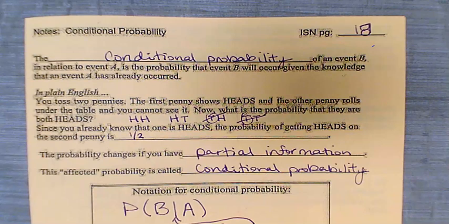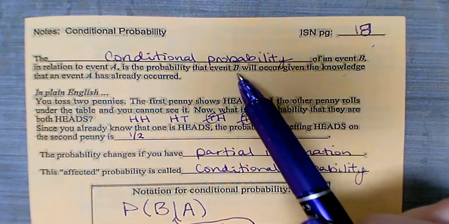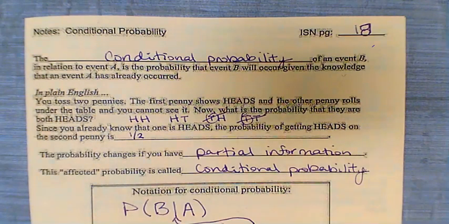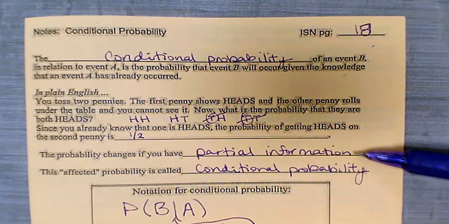So we talked about conditional probability of an event B in relation to an event A, and what that basically means is the probability that B is going to occur given the knowledge that A has already happened a particular way. And sometimes that changes the probability of your event if you're given partial information.